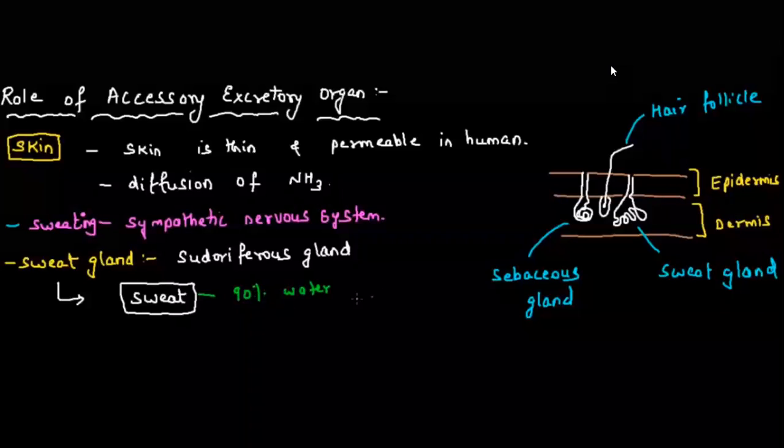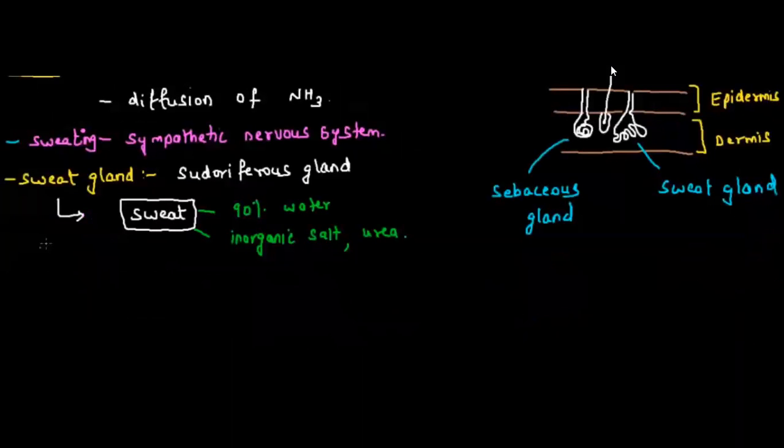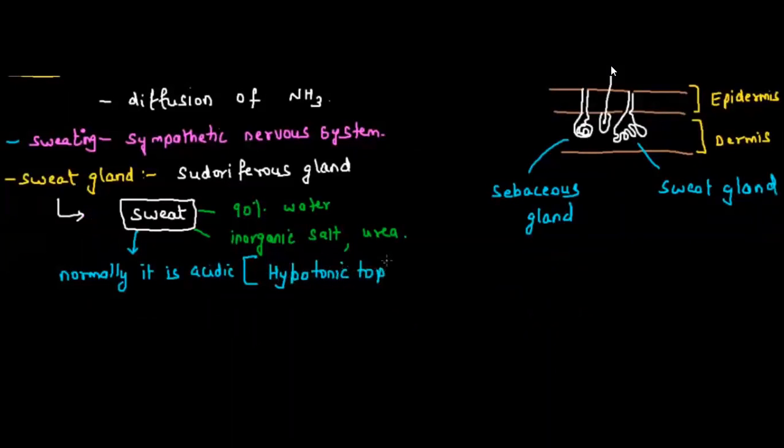What is the composition of sweat? Sweat normally consists of 90% water and inorganic salts. Along with that, it has urea present in it. Urea will be very less. If the urea in sweat is very high, it means your sweat is giving out a very bad odor. Normally, the sweat is acidic. It is hypotonic to the plasma. The next important part here is the sebaceous gland.